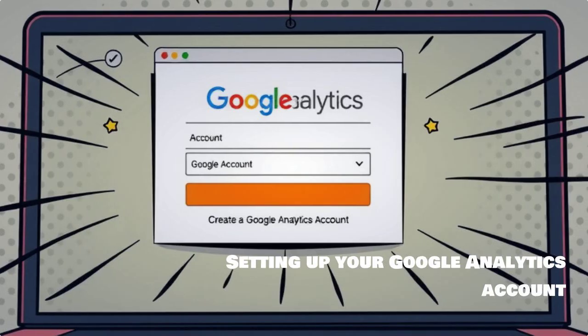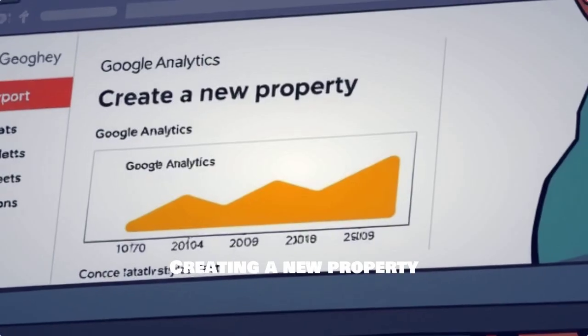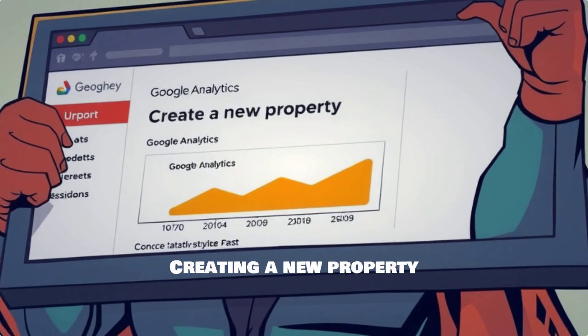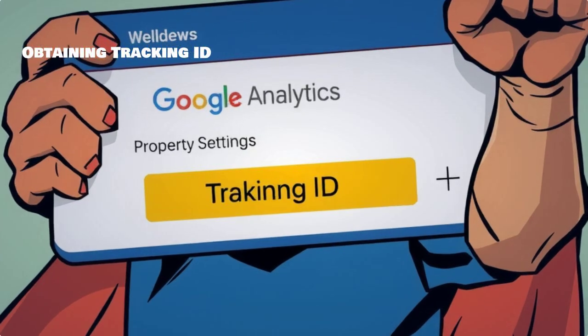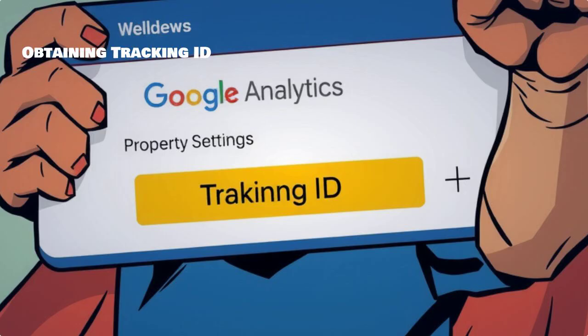Head over to analytics.google.com and click on Start for free. Next, create a new property for your Canva website. Fill in your website name and URL to get started. Once your property is created, you'll receive a tracking ID. This is vital for connecting Google Analytics to your website.